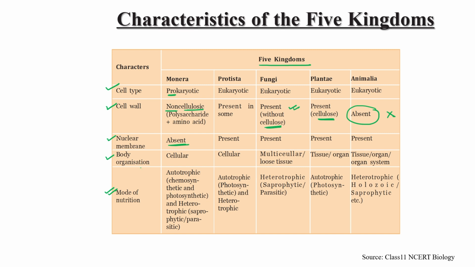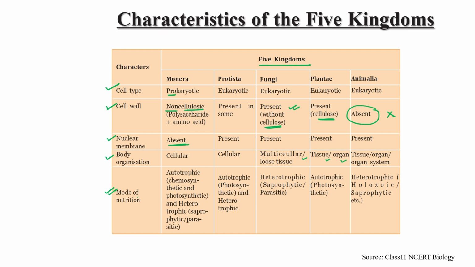Okay, body organization. Monera is cellular, Protista again cellular, because they are single-celled organisms. All are single-celled organisms, while in fungus it is multicellular or loose tissue. In Plantae, so many types of organs and tissues are there. Similarly for Animalia, organ system is there, tissue system is there, right?